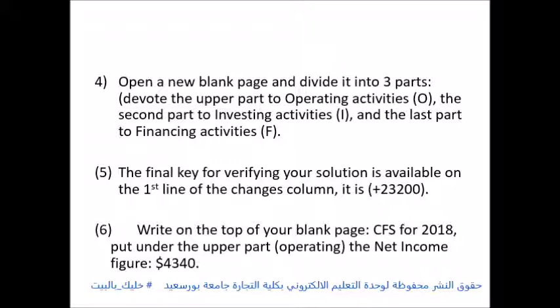The final key for verifying your solution is available on the first line of changes. It is a plus 23,200. This means after you finish your solution, in order to know that you are correct, the net cash flow from operating and investing and financing, the total of them should be 23,200.